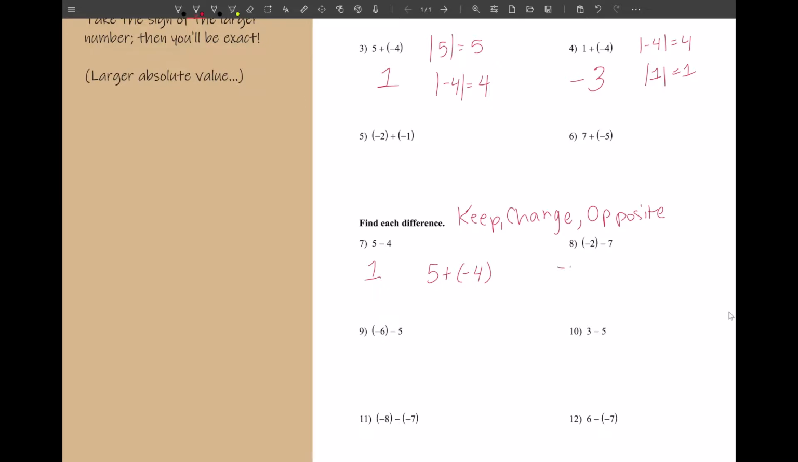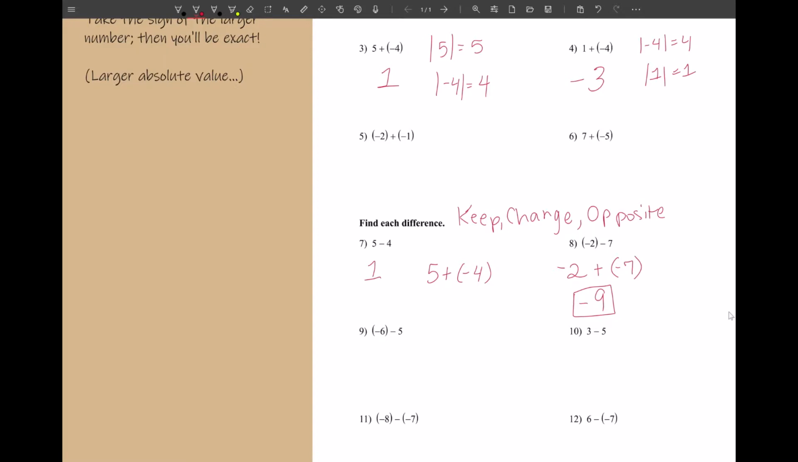Let's look at number 8. We're going to keep that -2. We're going to change that sign to a positive, and then positive 7 now becomes -7. Let's go back to what we know about addition. When the signs are the same, you add and you keep the sign. So 2 plus 7 is 9. The sign is negative, so we keep it -9. See how it's just like addition?